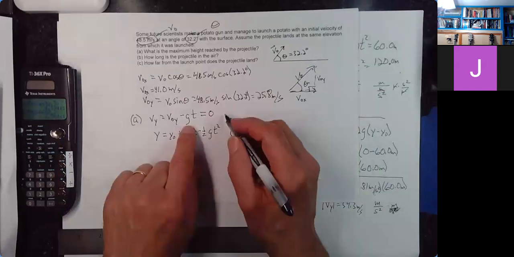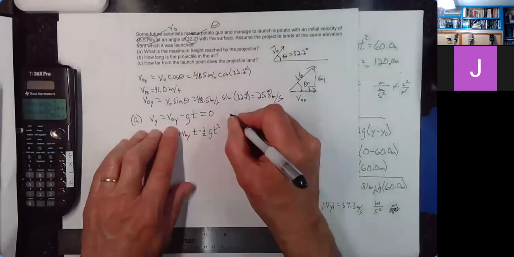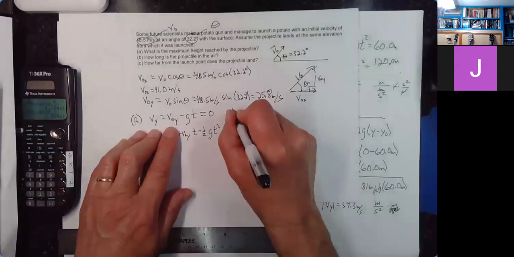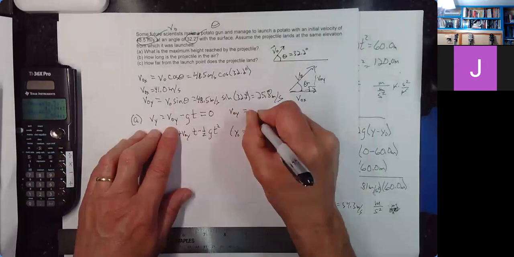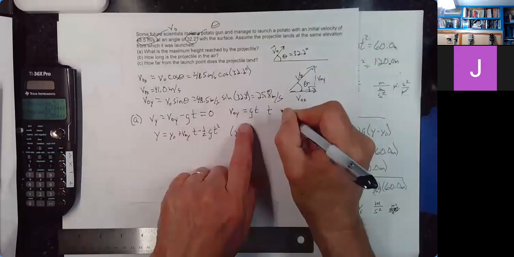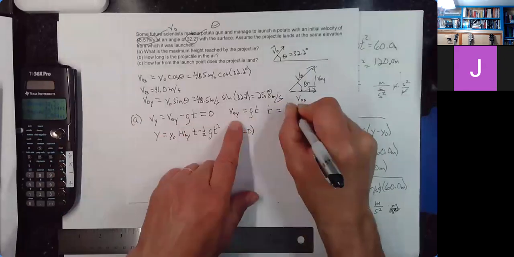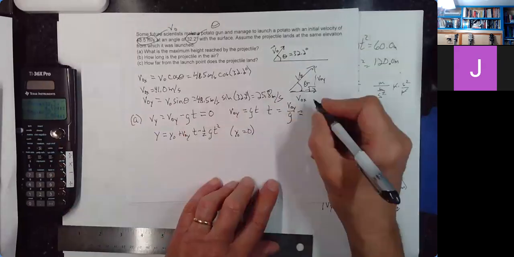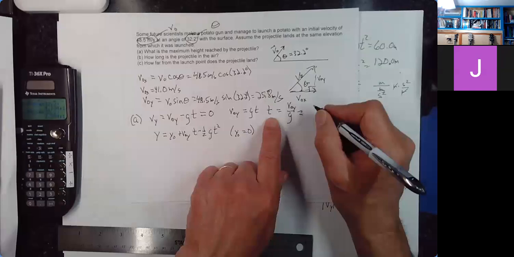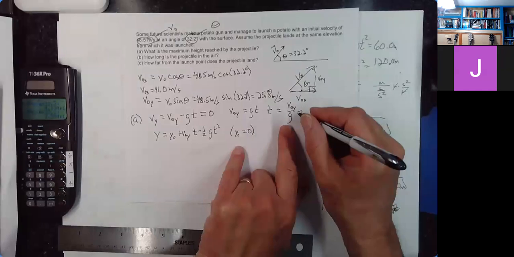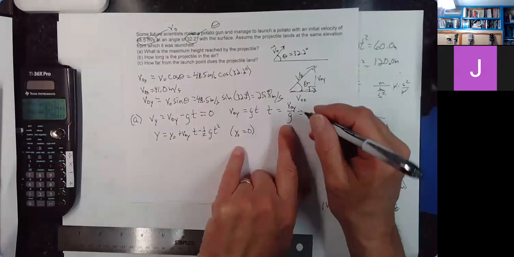If I continue on with this equation and I've got that set equal to 0, I can say that v naught y is equal to gt, or the time to the high point is going to equal v naught y over g. And plug in the numbers. Now, this time is the time from the launch to the high point, and I need to remind myself of that.